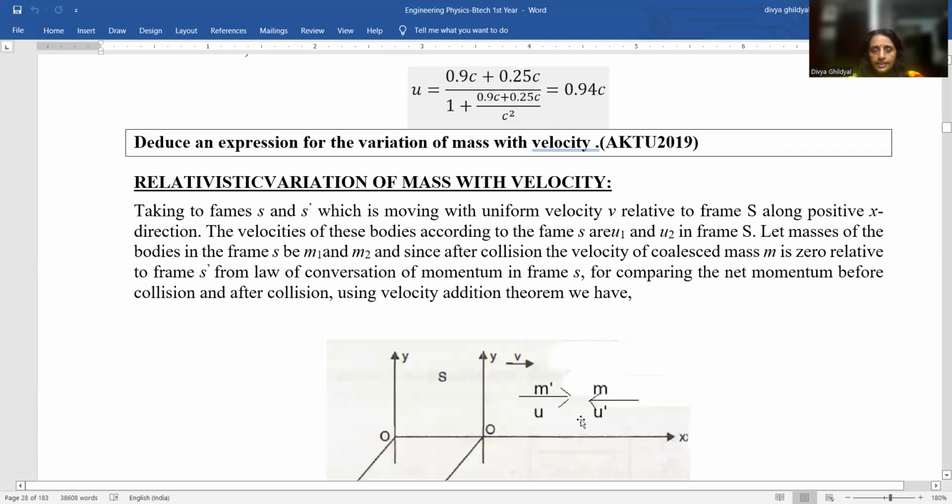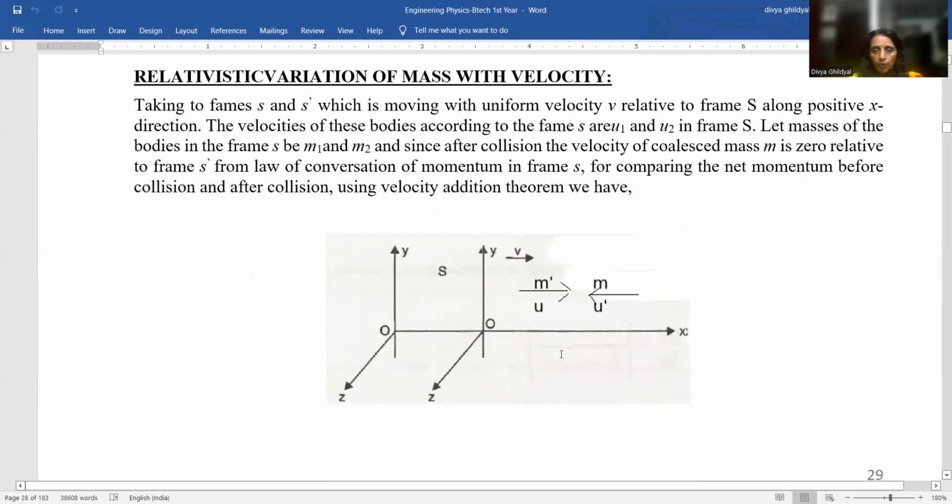Next, relativistic variation of mass with velocity. Till date, we had this expression in mind that mass is a universal constant and it does not vary. But Einstein proved that rest mass is constant, but the relativistic mass can vary. In order to derive the expression m equal to m naught upon under root 1 minus v square by c square, we will be using the principle of conservation of momentum before and after collision.